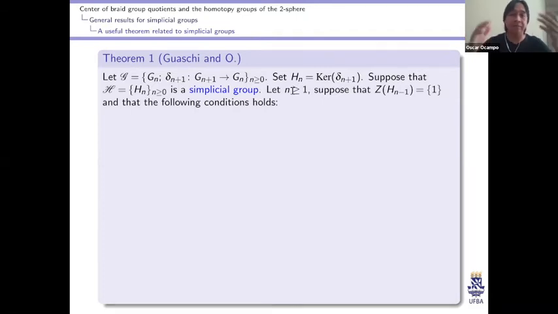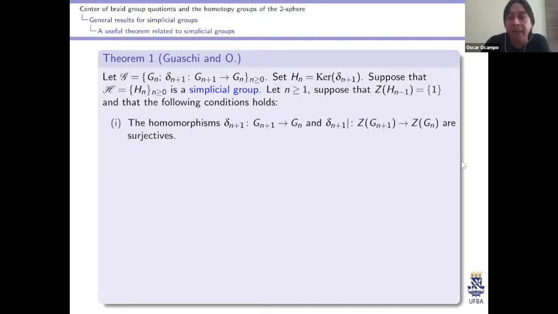Of course, if the following conditions hold for every n, we get the consequence for every n. The first condition is the following: the homomorphism delta n plus one given here for G, and the restriction to the center of Gn plus one on Gn, need to be surjective, an epimorphism. The second condition is that the boundaries of this simplicial group H is a normal subgroup of Gn plus one.